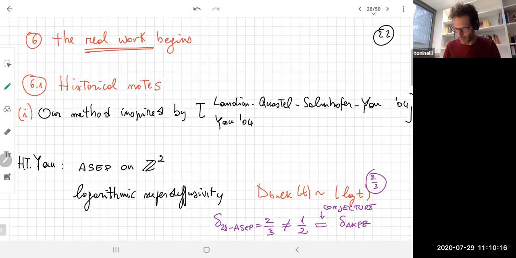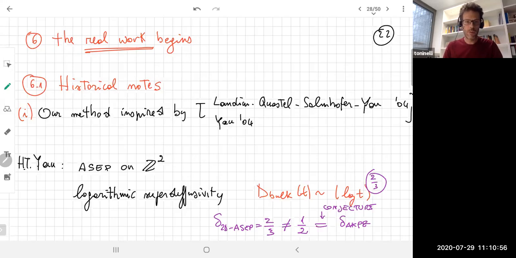The first thing I want to mention is two papers. The first one by Landim, Castel, Olla, Spohn and Yau, and the second by Yau himself, where they looked at the asymmetric simple exclusion process on Z^1 or Z^2. I'm thinking especially of the case of Z^2. What was proven in the second paper is that the diffusion coefficient, which I will redefine in a second, but it's defined similarly to what we are doing now, diverges in dimension 2 as logarithm of time to the power 2/3.